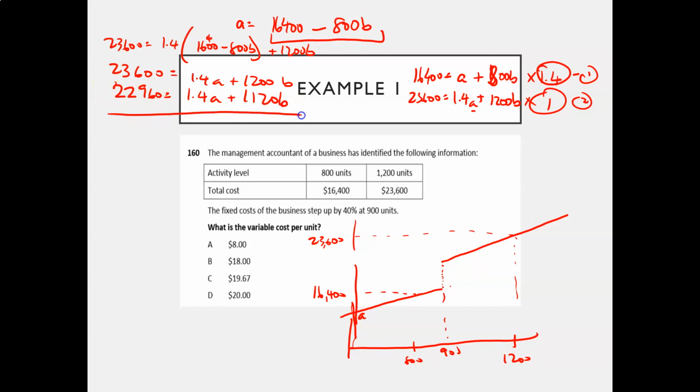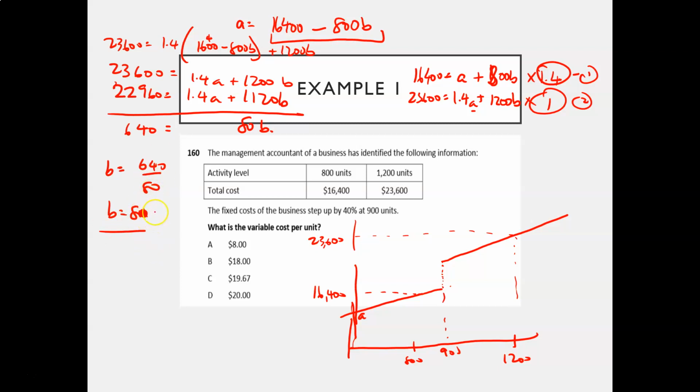And I can take equation 1 from... now I can just subtract these two together. So I have 23,600 minus 22,960. So I have 640, and therefore 1,200 minus 1,120, and that's 80b, if you like. And so, of course, b becomes 640 divided by 80, and b is equal to 8. B is equal to 8.